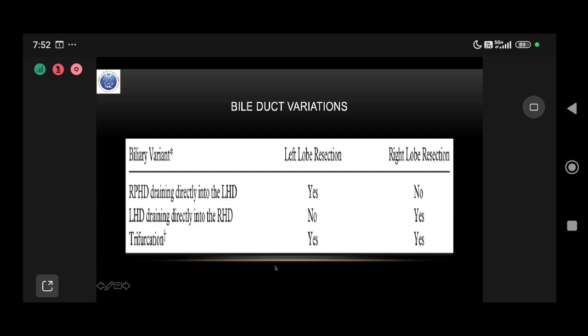So how do these variations matter? As I said, the right posterior draining into the LHD, in a left lobe resection, it will make a difference. In a right resection, it doesn't matter because you will transect it. Similarly, a left duct draining into the right hepatic duct, in a right lobe resection, it matters. And obviously, if there is a trifurcation, in both resections, you will need to be careful.